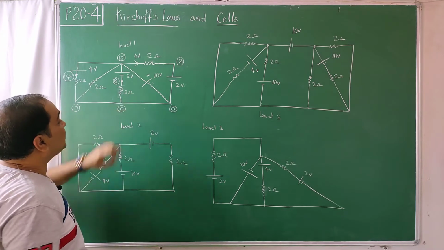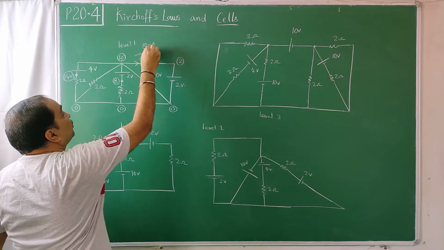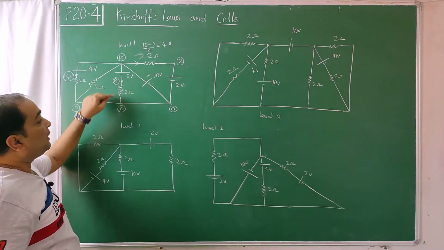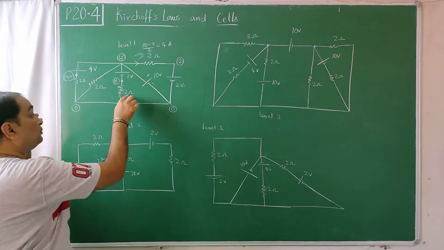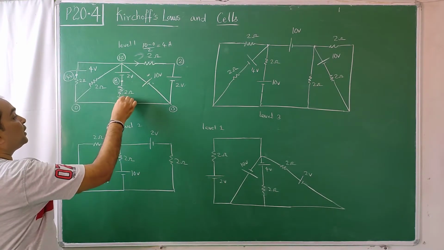Potential difference by resistors. If you want, I can write it here. 10 minus 0 by 2, that is equal to 5 amps. This I am writing directly. 8 minus 0, that is 8 by 2. 8 by 2 is 4 amperes. So this is a 4 ampere current.